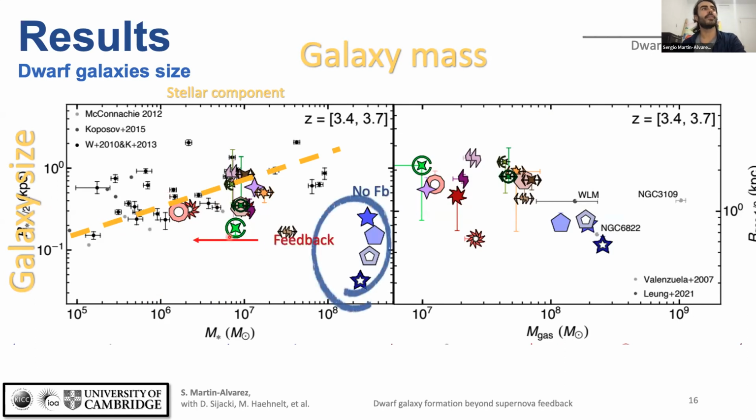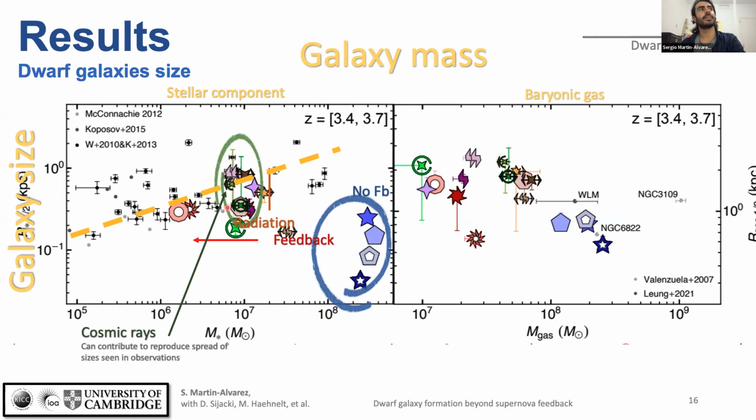We expect the typical effects. Once you include feedback, your galaxies go to lower stellar masses. But in general, what you see is that most of our runs tend to fall on the small side of the spectrum compared with local observations. However, once you include radiation and cosmic rays, we get runs that tend to reproduce a bit more the spread of these observations. I'm going to be showing error bars in general.